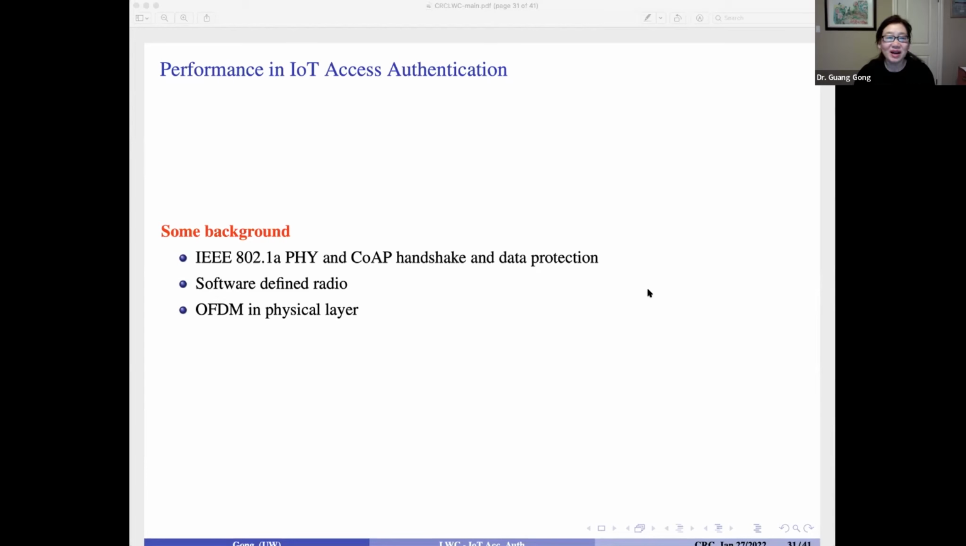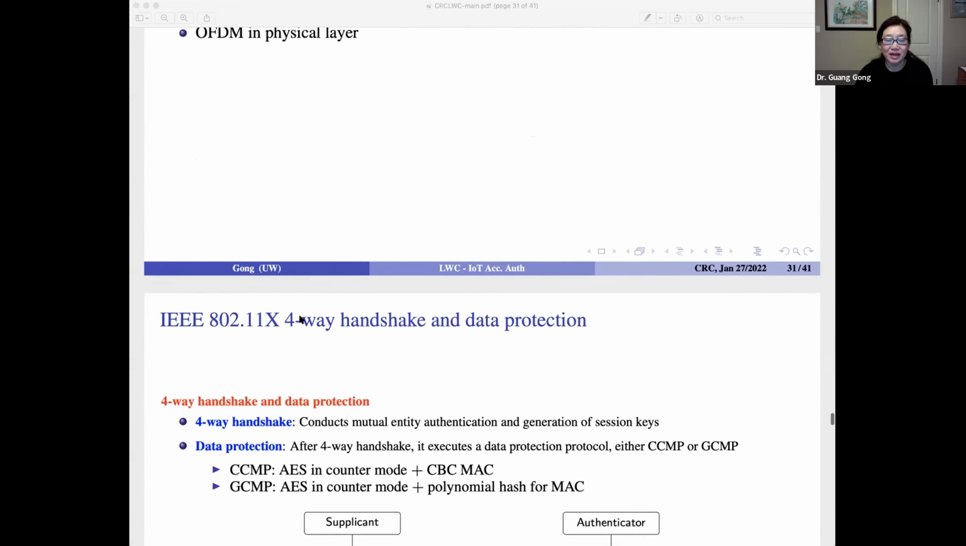The most popular ones currently are supported by either Bluetooth or Wi-Fi. So this is for Wi-Fi, the standard IEEE 802.11 physical layer, and also the constrained application protocol handshaking. This one is basically the TLS, a datagram TLS. Our implementation involves using software-defined radio, with all of the physical layer using orthogonal frequency division multiplexing modulation. I will just briefly introduce it to you.